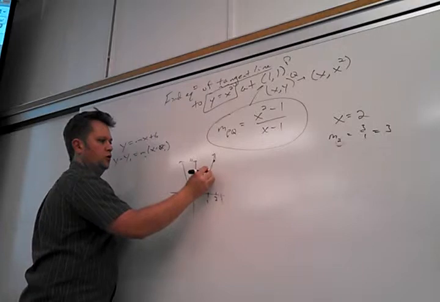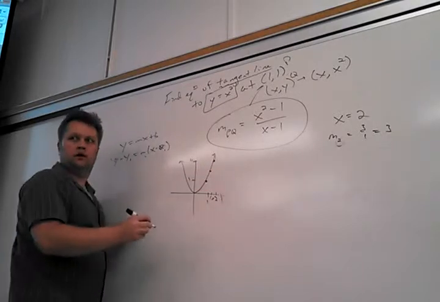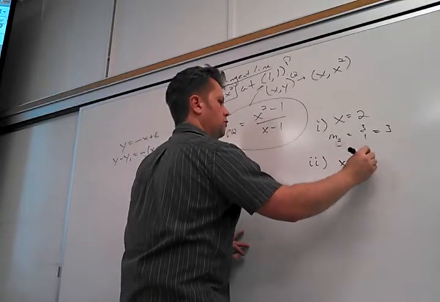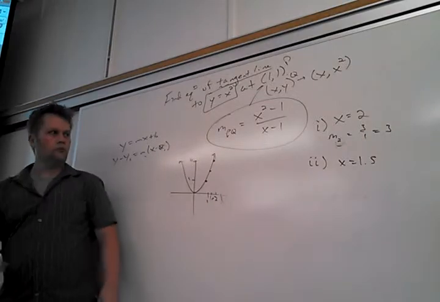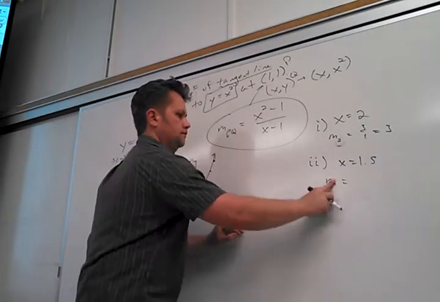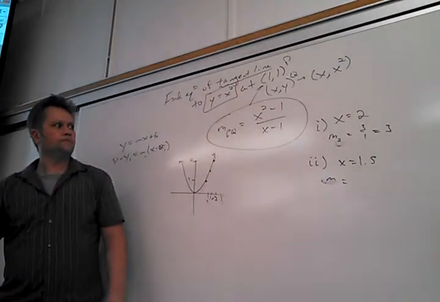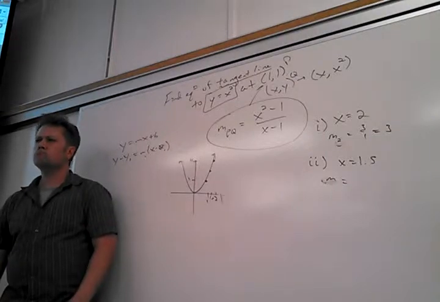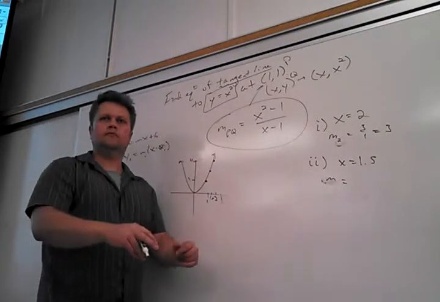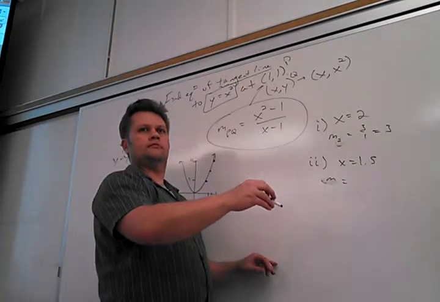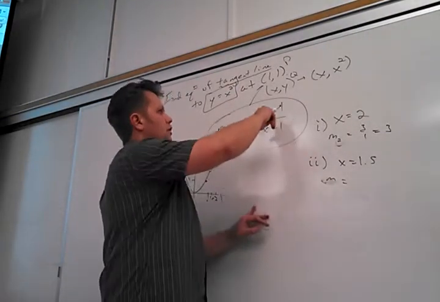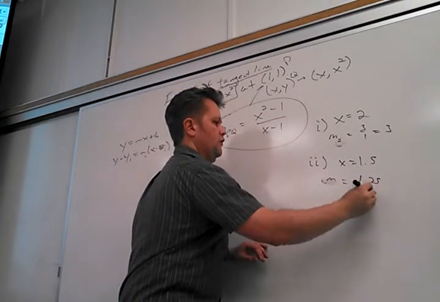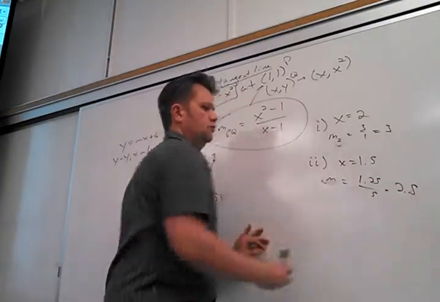So then maybe we go to 1.5. Right? So if I make x equal to 1.5, we step a little closer. What do we get for the slope? Yeah, you'll get 2.25 minus 1, which is 1.25, divided by 0.5, so 2.5. I like it. Cool, right?